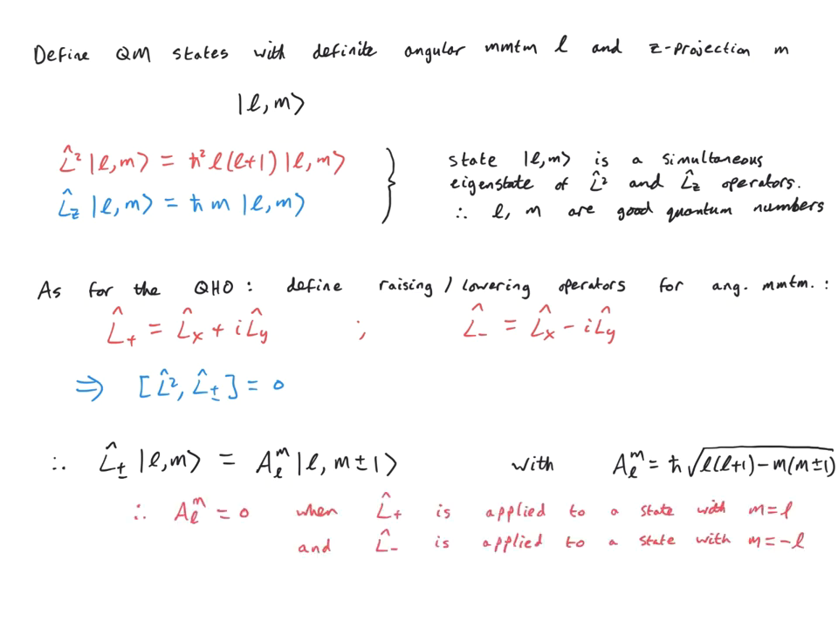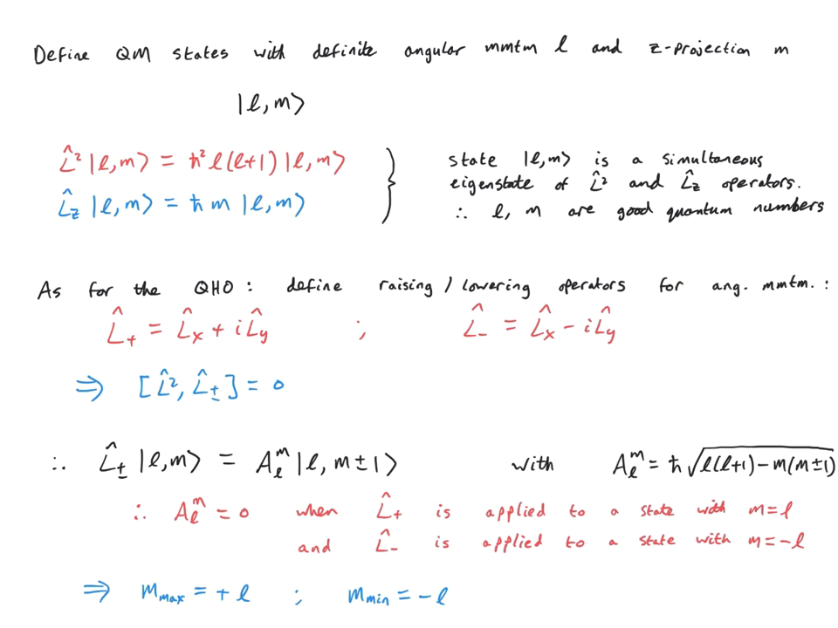In particular, analysis of this equation tells us that A_Lm is equal to 0 when L plus is applied to a state with m equals L, whereas A_Lm is equal to 0 when L minus is applied to a state with m equal to minus L. This basically defines for us the maximum z component of the angular momentum as being m equals L, and the minimum z projection of the angular momentum m being minus L. So for a given total angular momentum L, the maximum z projection is plus L and the minimum z projection is minus L.